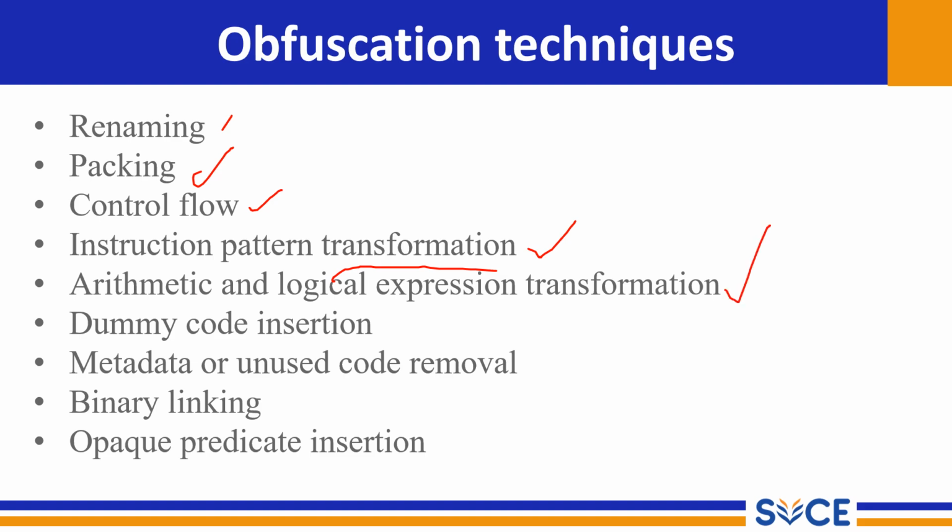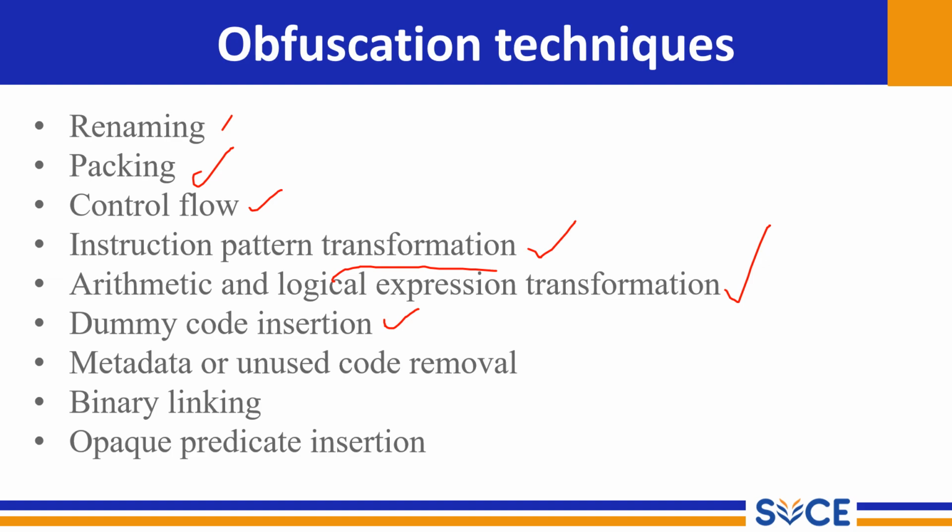And next one is arithmetic and logical expression transformation. Here, simple arithmetic and logical expressions are replaced with complex equations that are hard to understand. Okay, and then dummy code insertion. Dummy code can be added to a program to make it harder to read and reverse engineer. Like the other obfuscation methods, it does not affect the program's logic or outcome.